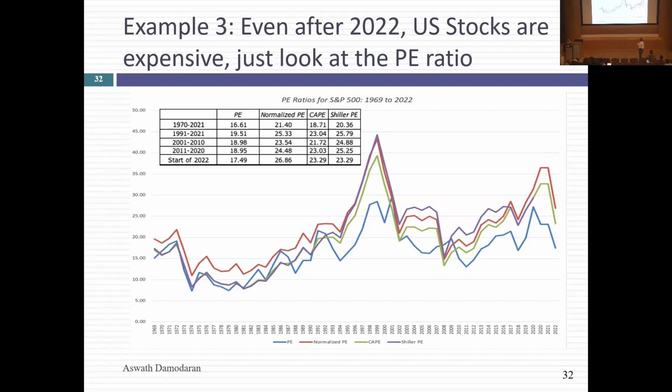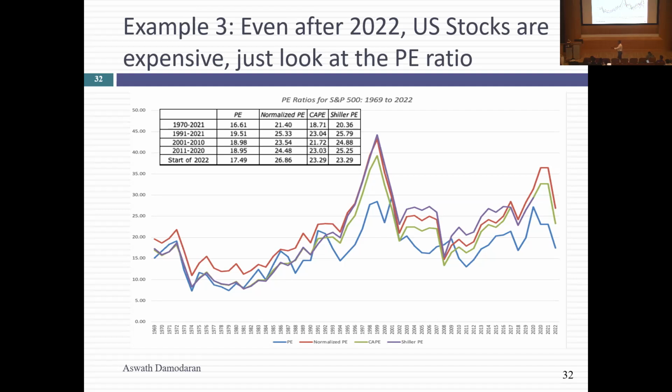Here I have 4 variants of the PE ratio. First is your basic PE ratio. Take the level of the index, divide by trailing earnings in the last 12 months. That's a PE ratio. Second is a normalized PE. You take average earnings across time because you're worried about last year being an unusual year. So not a big deal. But the last 2 PE ratios, one is called the CAPE and the other is the Schiller PE.